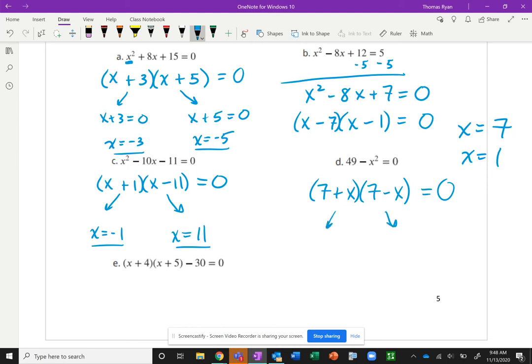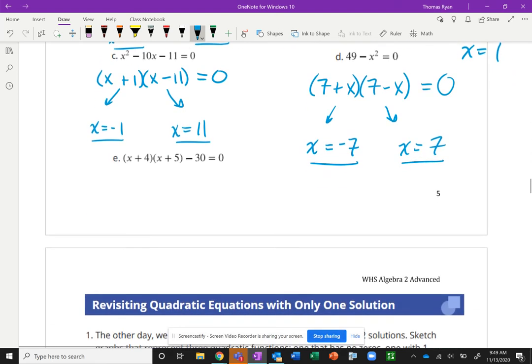So do a little ZPP. 7 plus what would give you 0? That's negative 7. 7 minus what would give us 0? That's 7. Boom, two solutions.